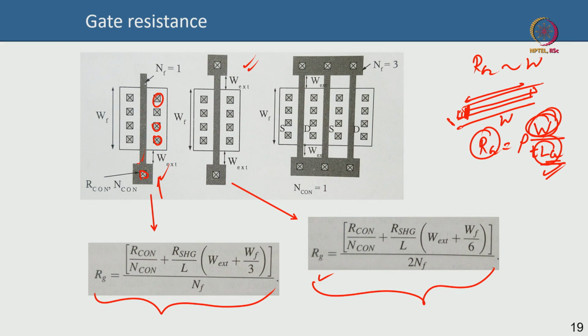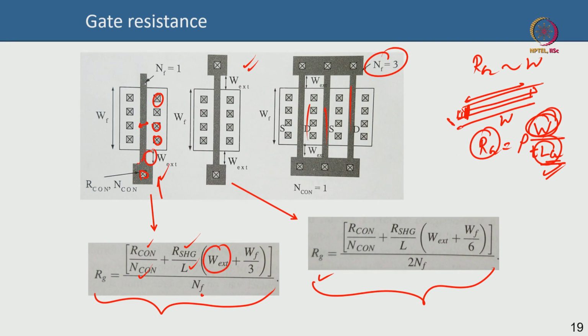So, what are these expressions? This R con, as I told you, is the resistance of each contact via. This is the number of contact vias. This is the sheet resistance of the metal, and this is L. L is the gate length, I would say not this length here basically, and F is the number of fingers that you have. Okay. How many fingers? So, here you have NF equal to 3, you have 3 fingers.